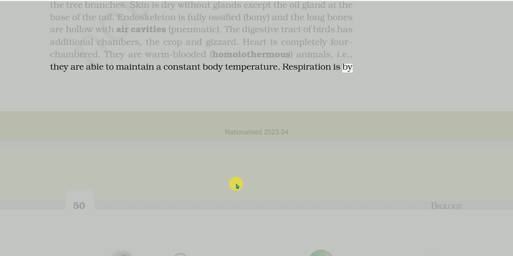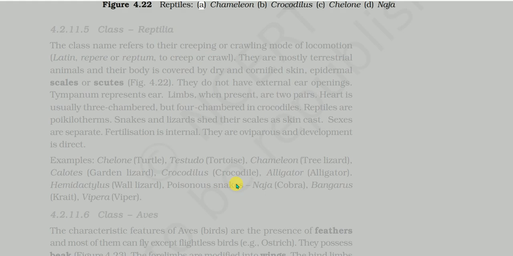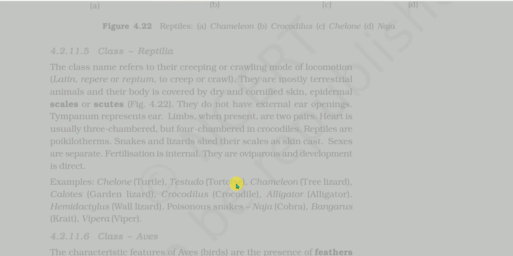Respiration is by lungs. Figure 4.22 Reptiles: A. Chameleon, B. Crocodilus, C. Chelone, D. Naja.